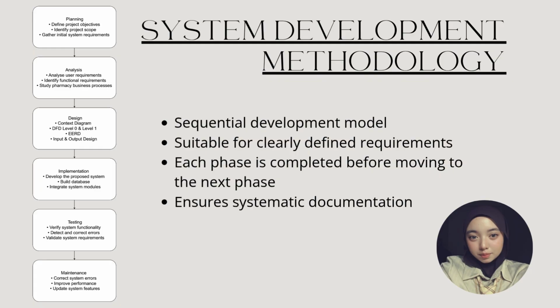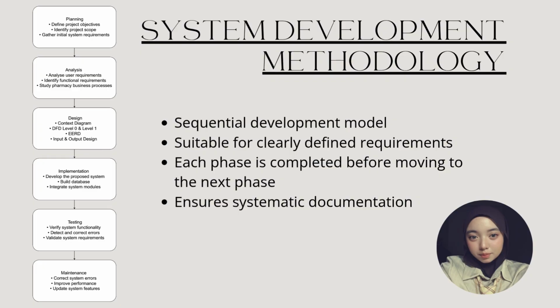The first phase is planning, where we identify the project objective, scope, schedule, and overall project requirements. Next is analysis, where we analyze the functional requirements of the pharmacy management system based on the given case study. After that is the design phase, where we prepare the system design using diagrams such as context diagram, data flow diagram, enhanced entity relationship diagram, EERD, as well as the input and output design.